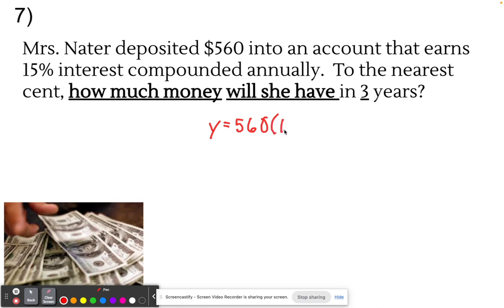This is a growth model, 1 plus 0.15 to the power of 3. And I get $851.69. That's a pretty good return.